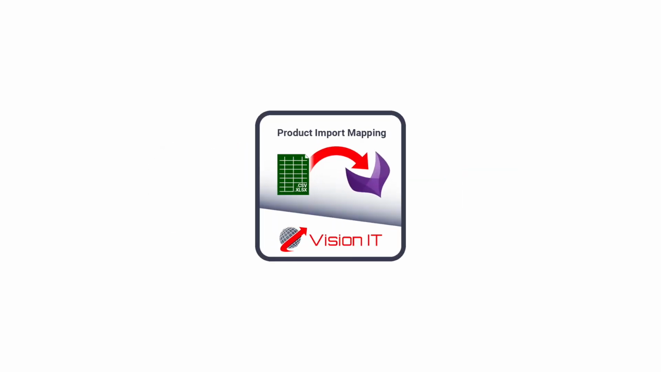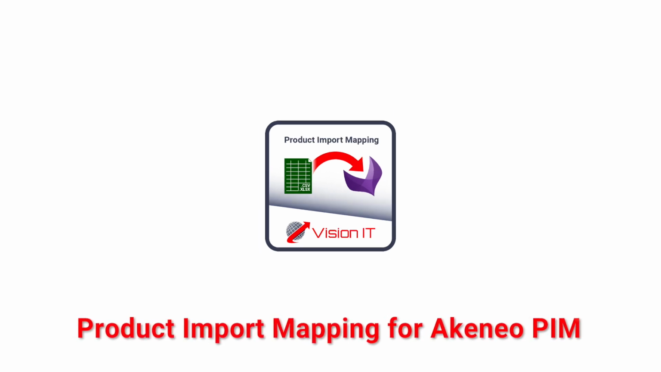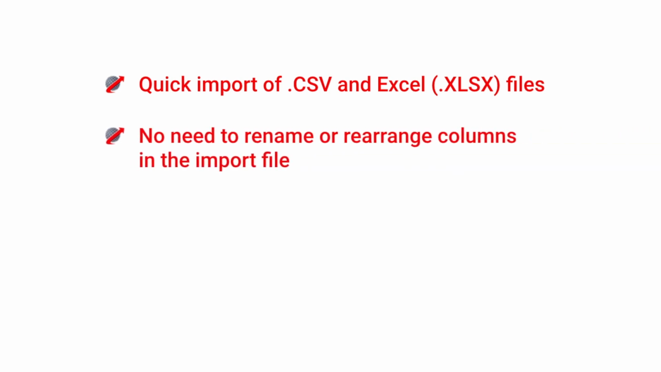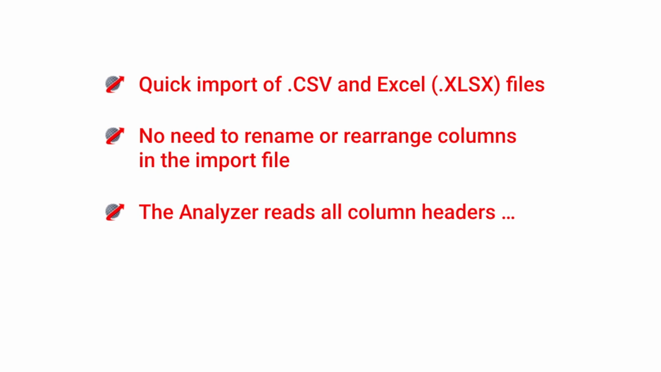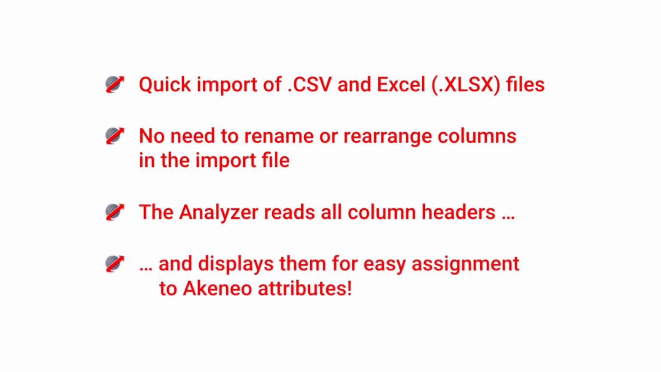Today I will show you the all-new product import mapping for Akeneo. Product import mapping makes importing CSV and Excel files into Akeneo a breeze. The import file does not need to be adjusted with regard to column headers and column sequence. Product import mapping analyzes the import file in a few seconds and displays all found column headers. You can now easily assign them to the corresponding Akeneo attributes.